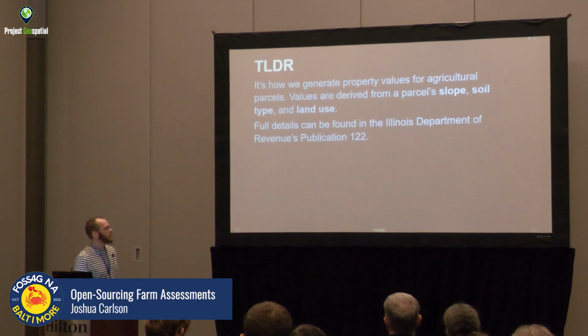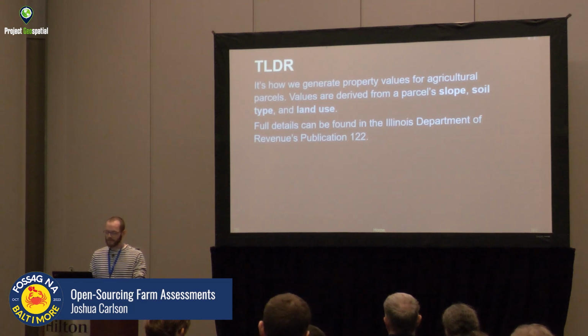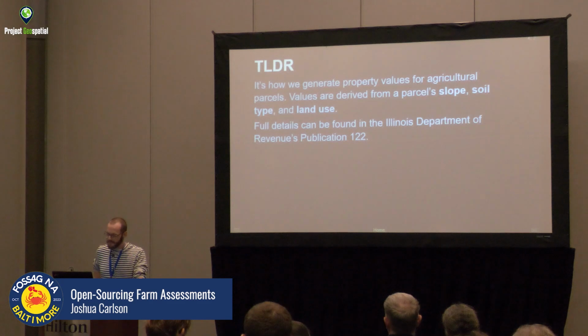And the short version is, it is just how we generate property values for agricultural parcels. It's defined by the state. I can pull that up, maybe at the end, but they have this thing called Publication 122. It was like a cookbook for this whole process of how you do this. And it just breaks down to basically a spatial operation plus math.